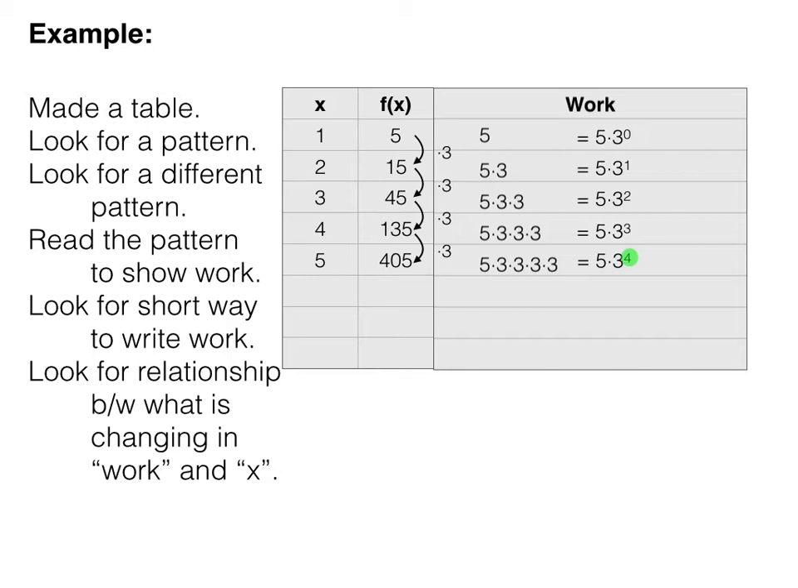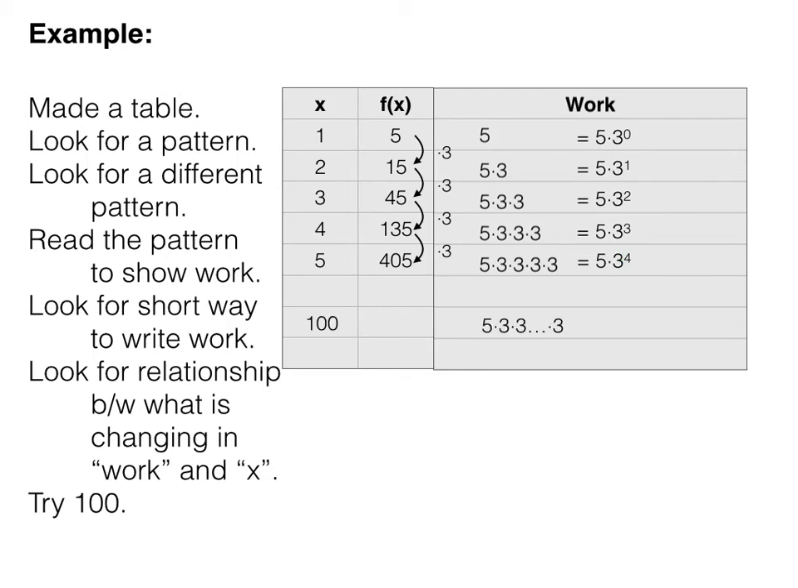I see that the exponent is 1 less than our x value. Why? Because that tells us how many times we multiply by 3, and we didn't multiply by 3 when x was 1. So now we can try 100.